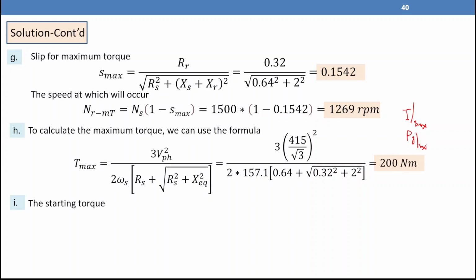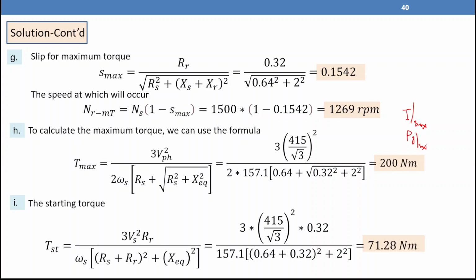So S should equal 1. We are going to substitute into the same equation for the voltage, but put S equals 1, and that gives us a starting torque of 71.28 Newton meter. Also, you can calculate that one at S equal 1.